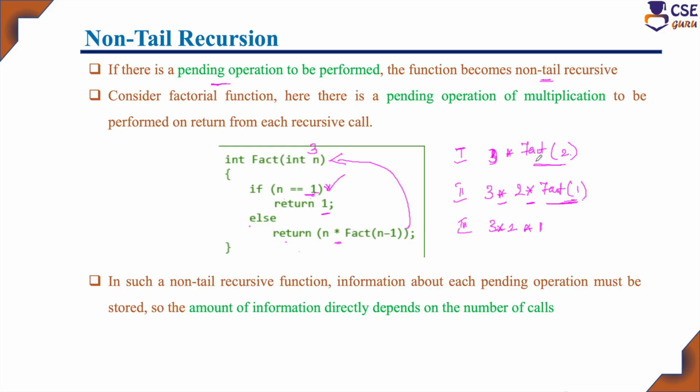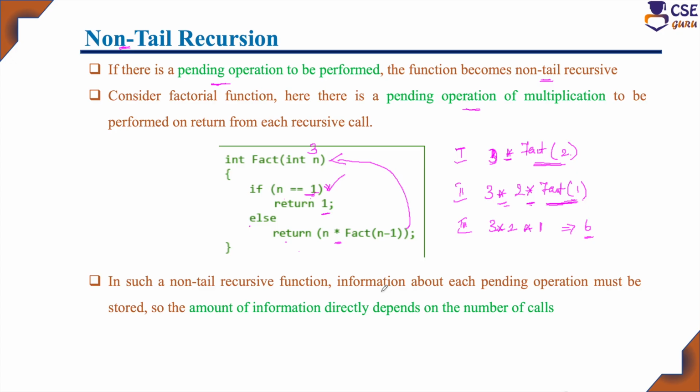See here, in this 2 recursive call, when it returns to the called function, the pending operation needs to be completed. Here multiplication is the pending operation. But in the third recursive call, what will happen? It will return 6 as the result. Here there is no pending operation. So in every recursive call, if there is a pending operation that needs to be performed, that is called non-tail recursion. So here the pending operation, multiplication, needs to be performed.